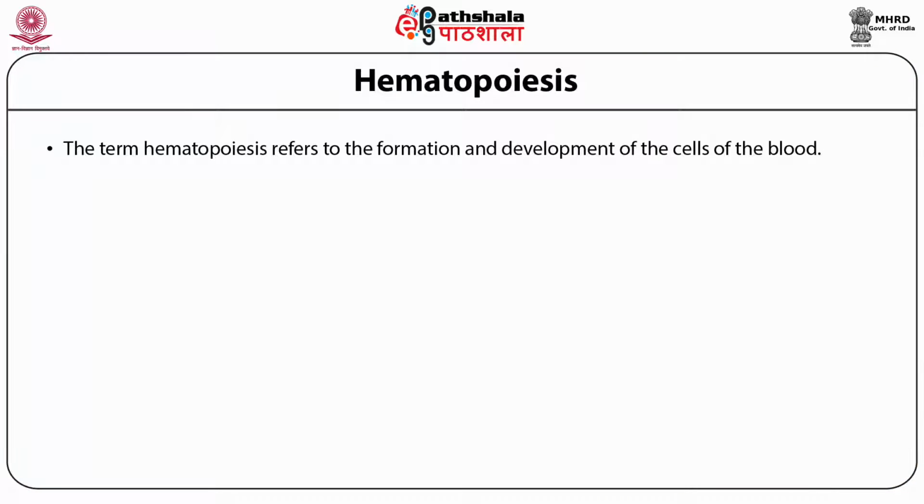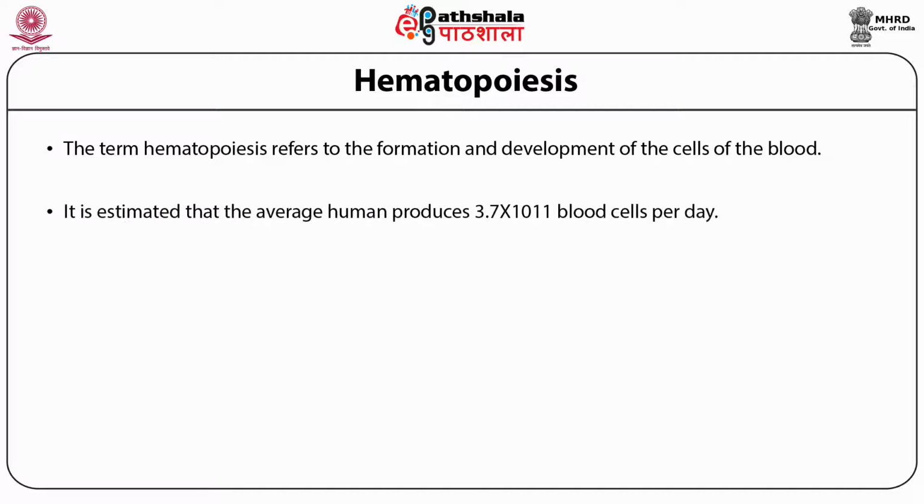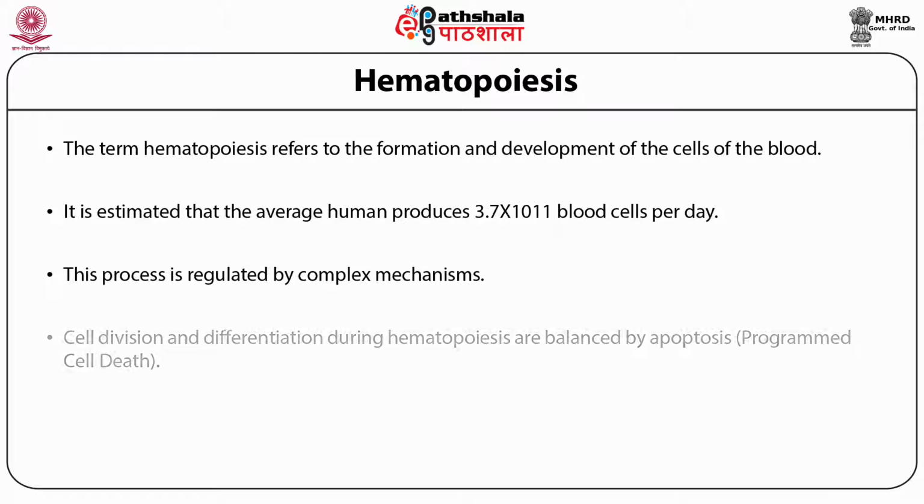The term hematopoiesis refers to the formation and development of the cells of the blood. Hematopoiesis is a continuous process throughout adulthood. It is estimated that the average human produces 3.7 x 10^11 blood cells per day. This process is regulated by complex mechanisms. Cell division and differentiation during hematopoiesis are balanced by apoptosis, that is programmed cell death. If apoptosis fails, a leukemic state can occur.